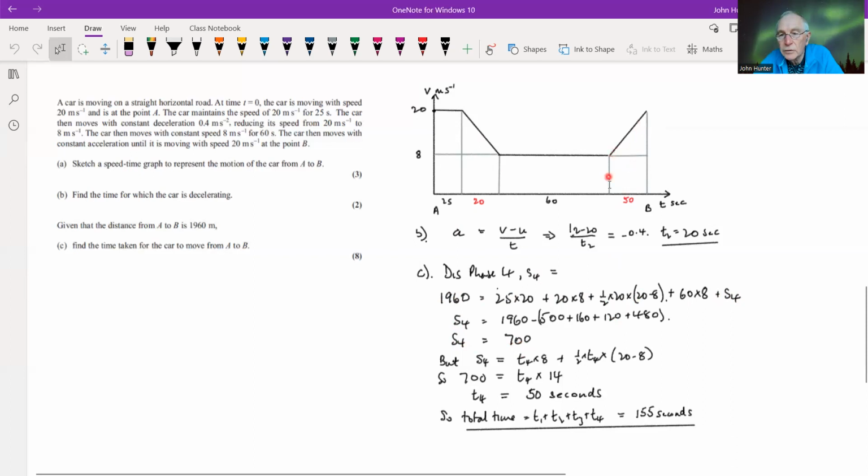So the area of this trapezium is 700. But that trapezium is T4 times 8, base times height, and then half the base times the height for the triangular bit, so half times T4 times (20 minus 8). Okay, so we just simplify that. It gives us 14 times T4, and that is equal to 700. And quite simply, therefore, the time for the fourth bit is 50 seconds. I've written it in red. And all we need to do is add up these four bits. And that gives us 155 seconds. So that is the time taken for the car to move from A to B.